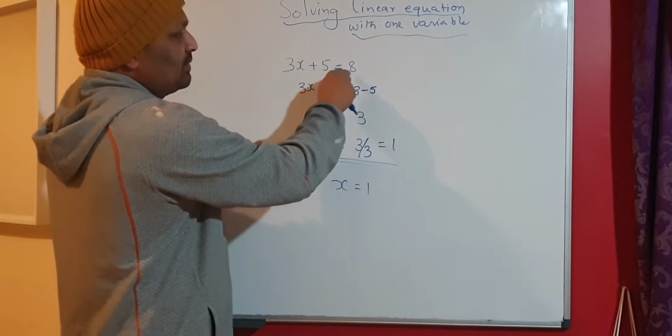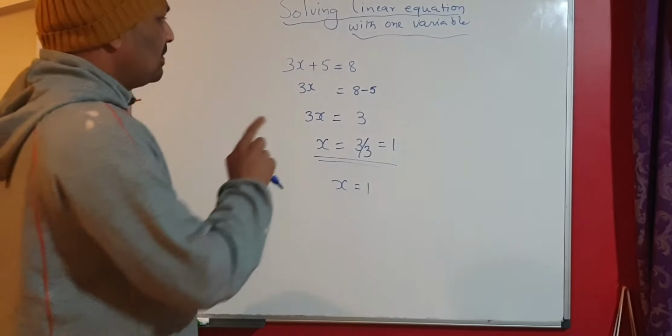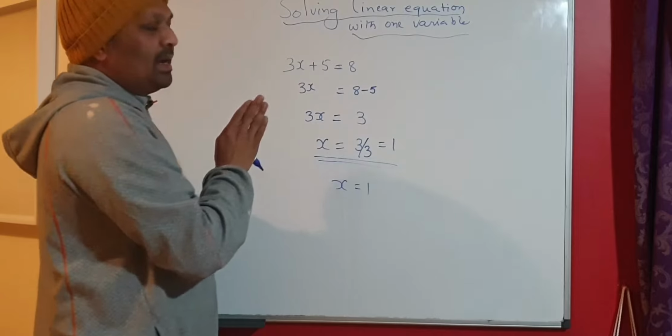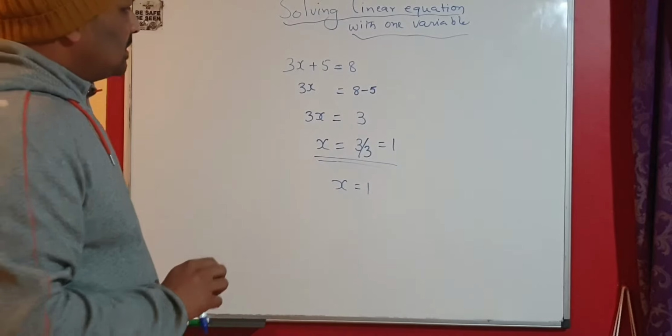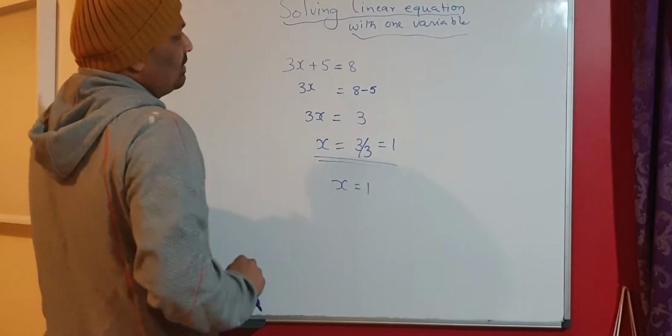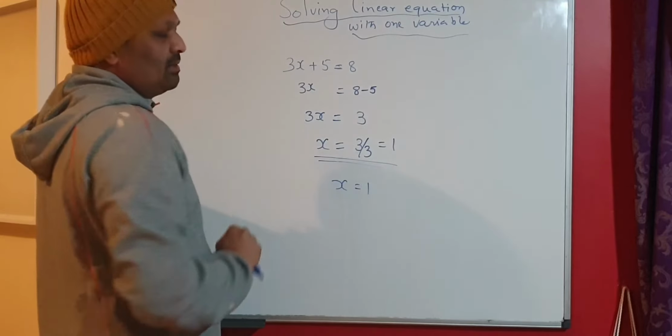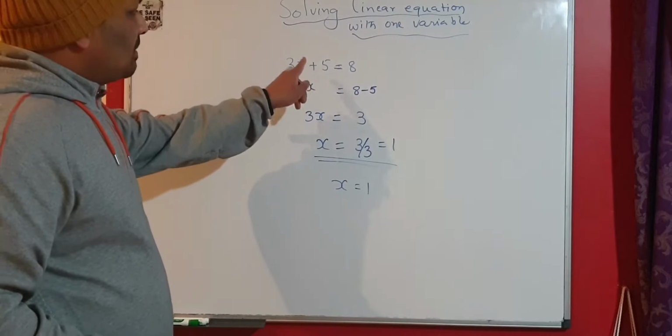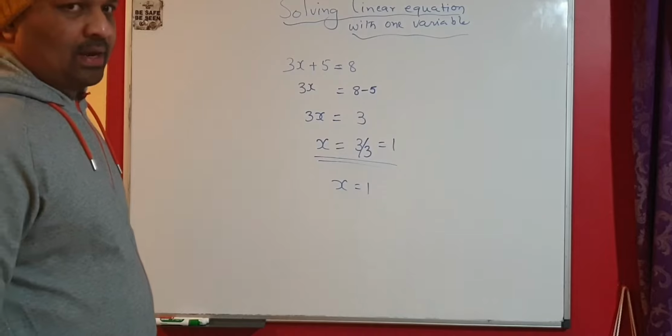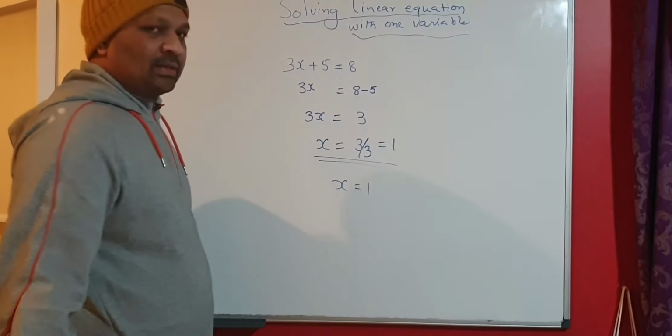Instead, you can take plus 5 to the other side, because the plus 5 is something that is adding up to the entire left side portion. In this equation, the left side portion is 3x plus 5, and plus 5 is adding it up to the entire left side part. So that is why you can take plus 5 to the other side.